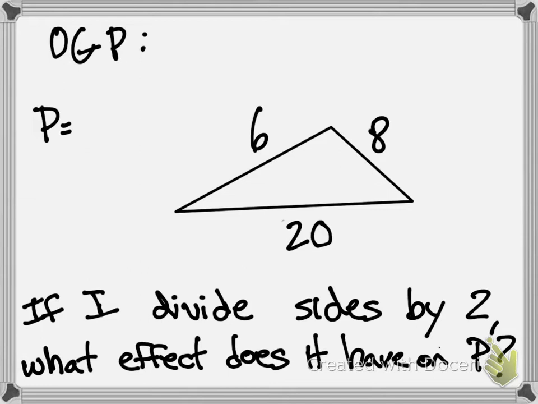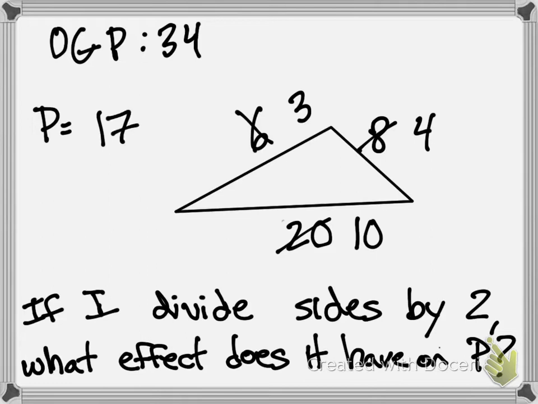Miles, what do you get? 17. So, Ben, what is the perimeter? We get our perimeter being 34. So our original perimeter is 34. So if I divide the sides by 2, what effect does it have on the perimeter? My new sides are now 3, 4, and 10, which gives us what Miles said of 17.